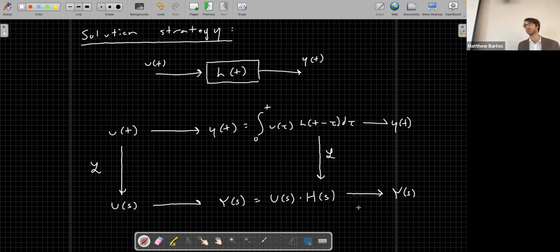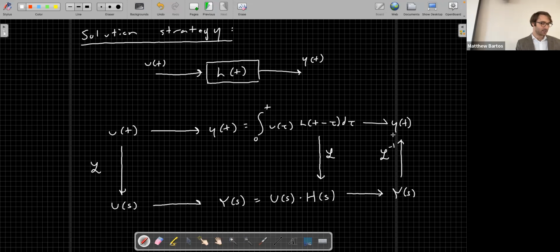Then what do you think we need to do? Take the inverse Laplace transform to get the solution in the time domain. That is the summary of our solution procedure. Who's seen this? Who's used this procedure before in differential equations? Cool. Anybody else? Yeah? Yeah, okay. So that's the general solution procedure.